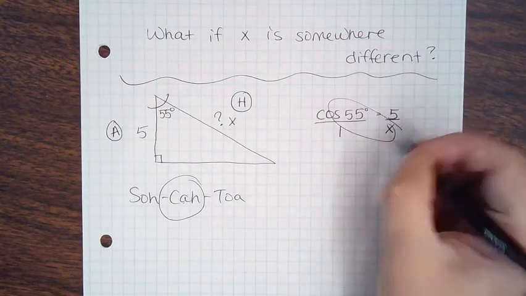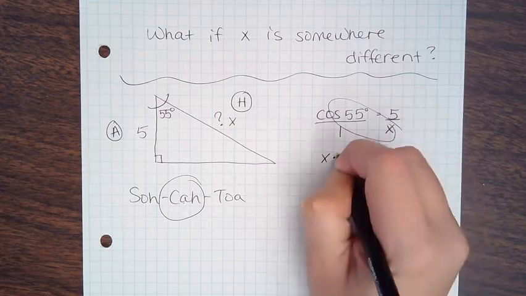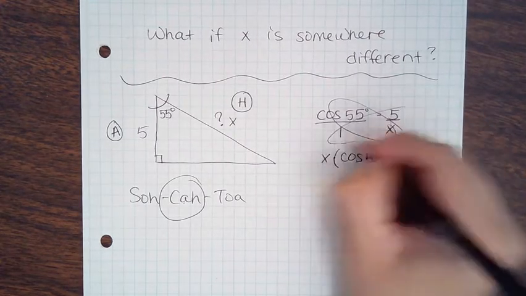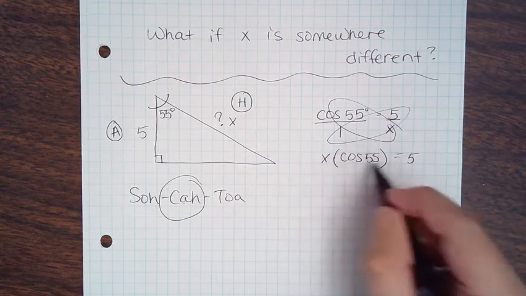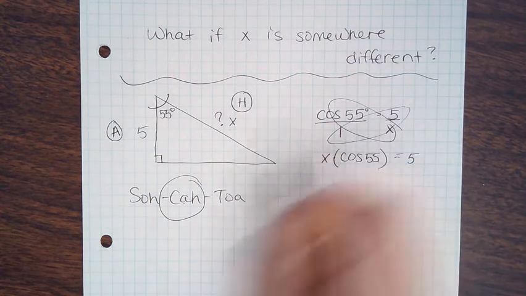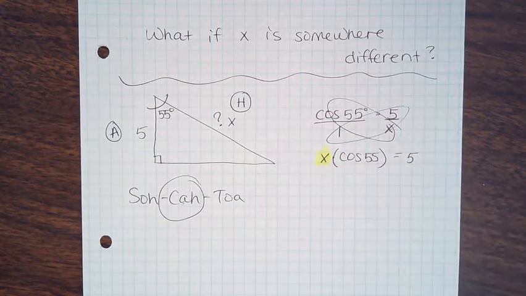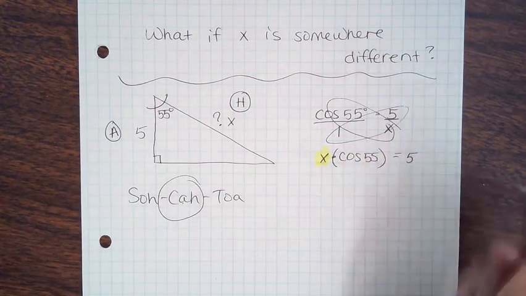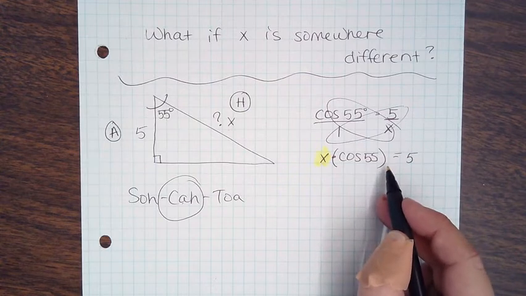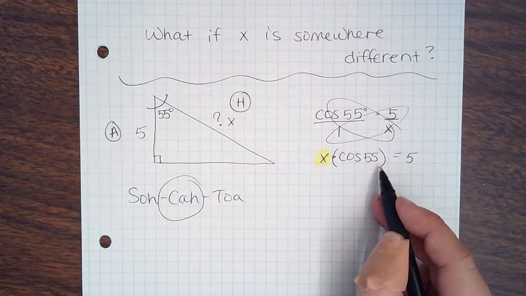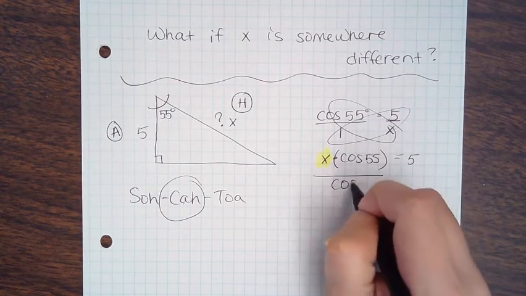So if I cross multiply, I get x times the cosine of 55. I'm going to put that in parentheses. And then I get 5 times 1, which is 5. Now, normally we'd just multiply and that'd be done. But again, we're trying to get x by itself, right? So the operation that's happening right here is multiplication. Even though it says cosine 55, it doesn't matter. This is like any equation we'd solve. We have to undo the multiplication. And to undo the multiplication, we divide.